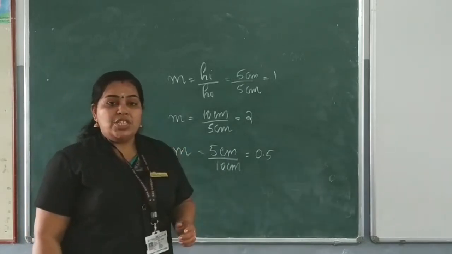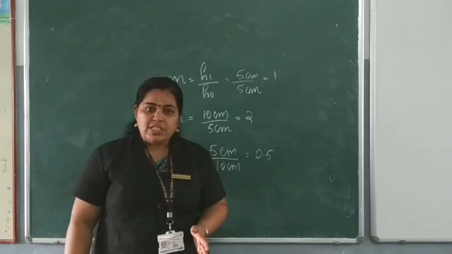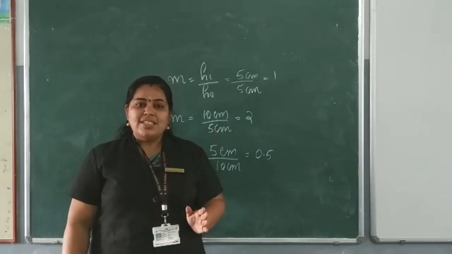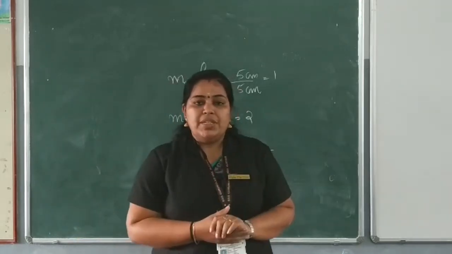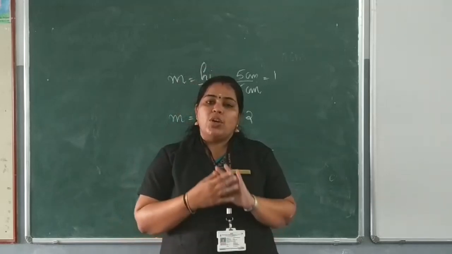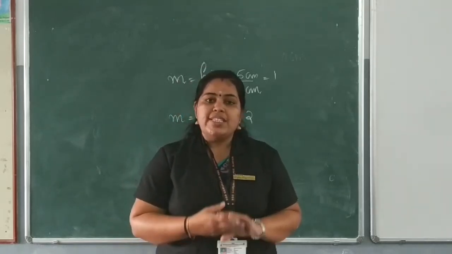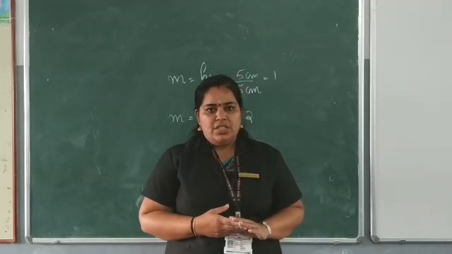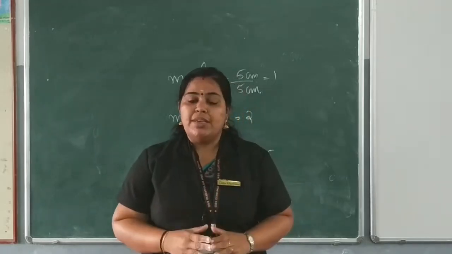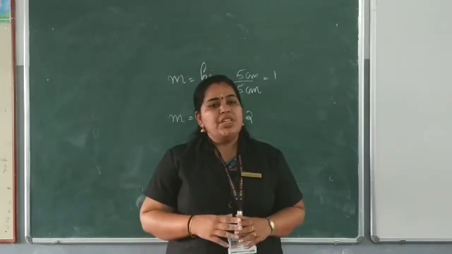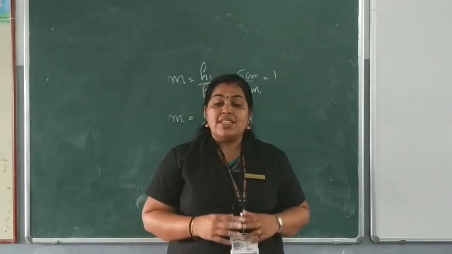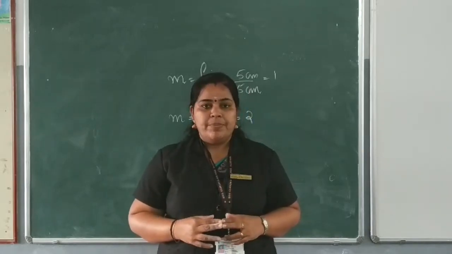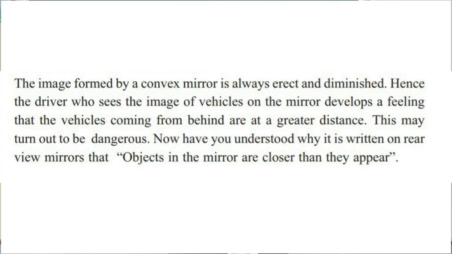If the magnification is positive, that means the image is erect and virtual. And always remember that the image formed by a convex mirror is always erect and diminished. That is the reason why the convex mirror is used as rear view mirrors in vehicles. The image formed by a convex mirror is always erect and diminished.